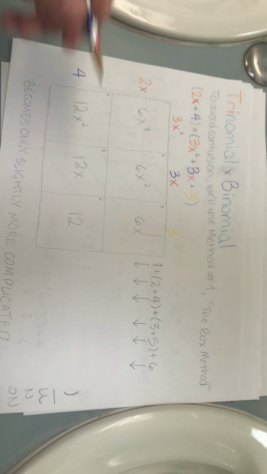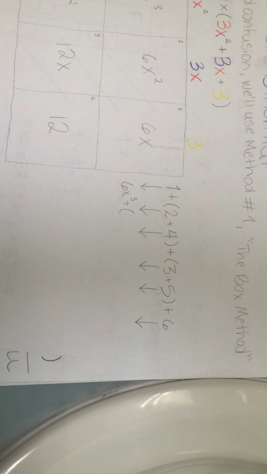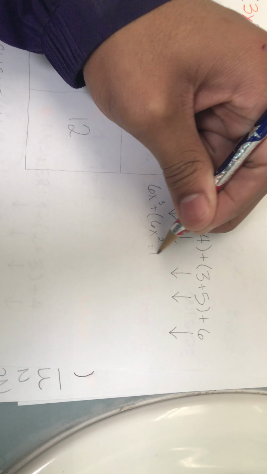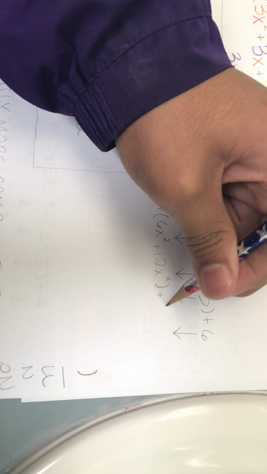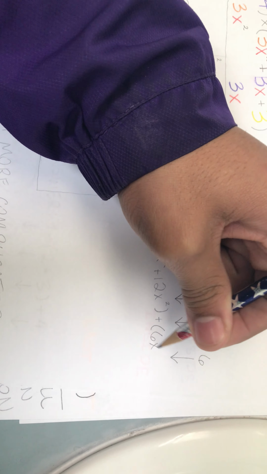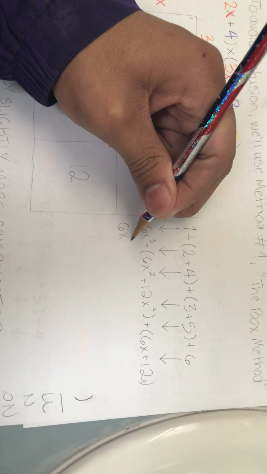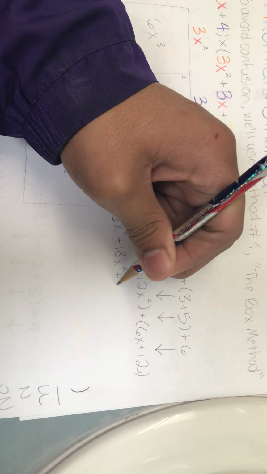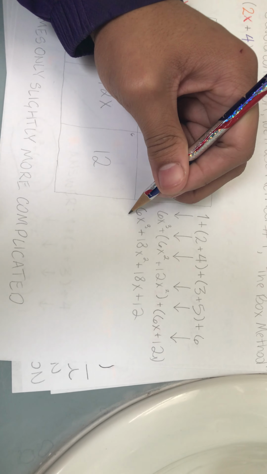Now let's plug and chug this: 6x cubed plus, in parentheses, we're going to have 6x squared plus the 12x squared. And we're going to add 6x plus 12x. And then finally, we're going to add 12 to the end. We're just going to plug and chug: 6x cubed plus 18x squared plus 18x plus 12. And that's your final answer for this one.